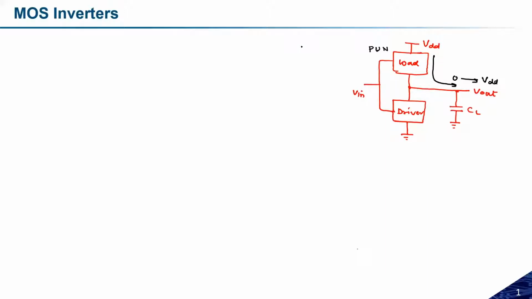And if it is charging, what it means is the output voltage will be pulled up, okay? And that is why we are calling it the pull-up network. Similarly, once this driver block is activated, pull up means it will alter from 0 to 1.